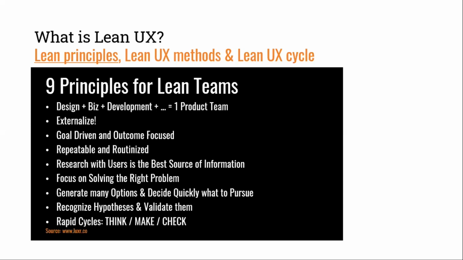Recognize the hypotheses and validate them. You have to validate the ideas and hypotheses you have. First recognize them and then validate them through experiments. So how do you do it? Rapid cycles. You think about certain things, you make something, you check it, and then you keep repeating that process until you get the right solution. So this is the lean principles which you need to follow.